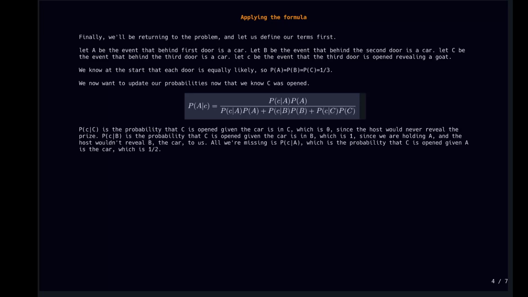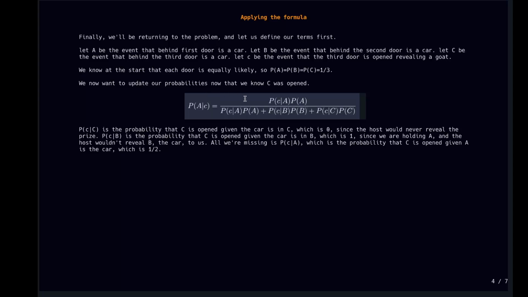All we need to do now is define our probabilities based on what we've seen. The probability of A is equal to the probability of B, which is equal to the probability of C, which is equal to 1/3. This is at the beginning, so don't mix up these prior probabilities with your final one, the posterior, which is the later one. And now we want to know the probability that door A has a car, given that C is opened.